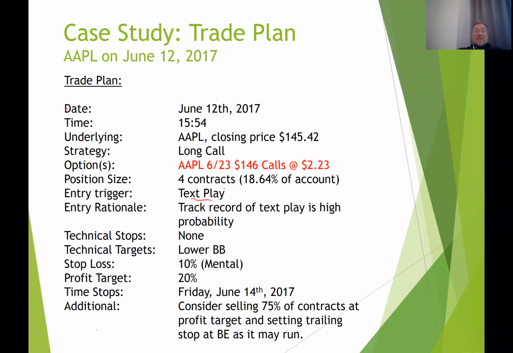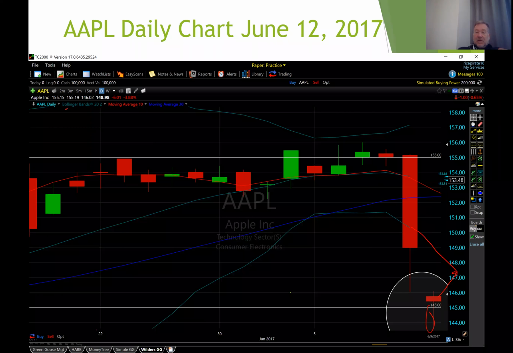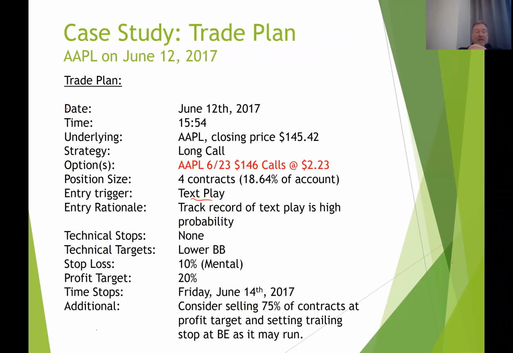Do I have a technical stop? Well, not really. Our technical stops don't really necessarily exist with Steve's plays, but our technical target, definitely for me anyway, is that lower Bollinger Band. Okay, you saw it right here. That's my technical target. And the stop loss is going to be 10% mental, and I've got a profit target of 20%.